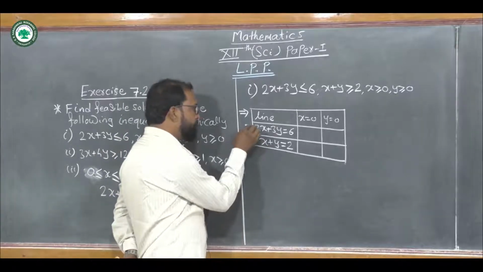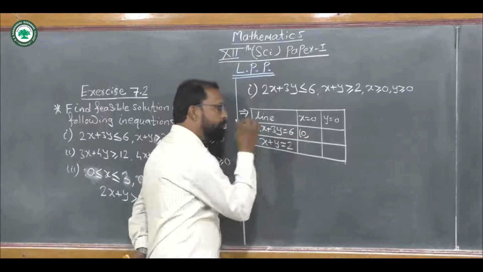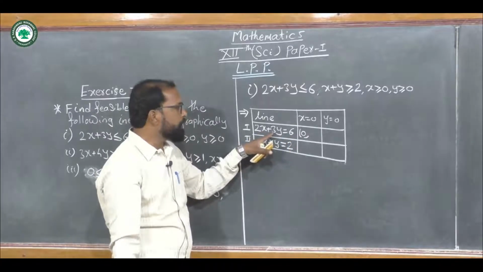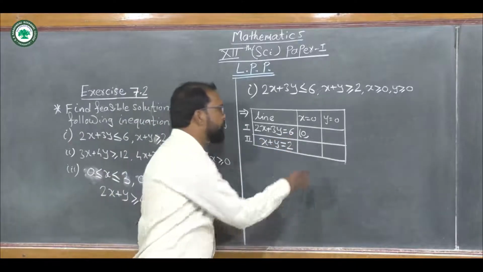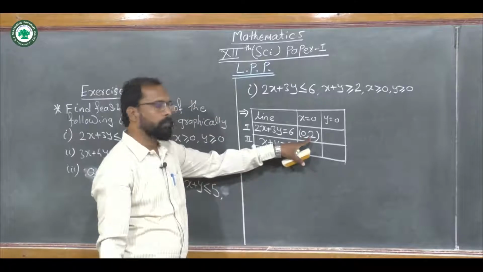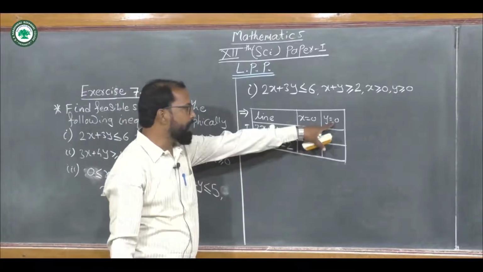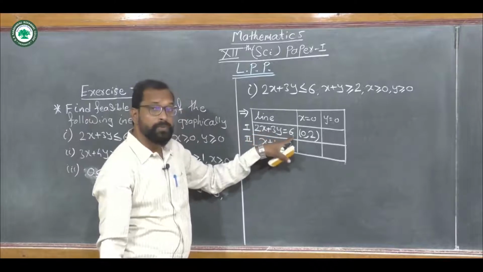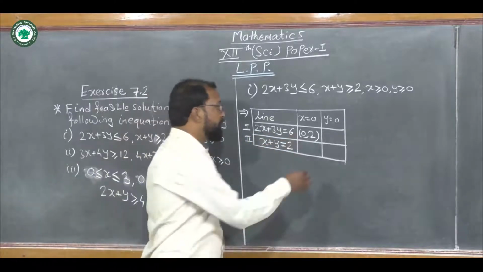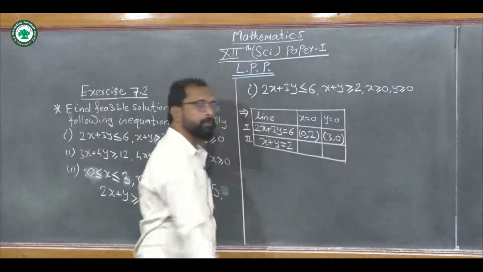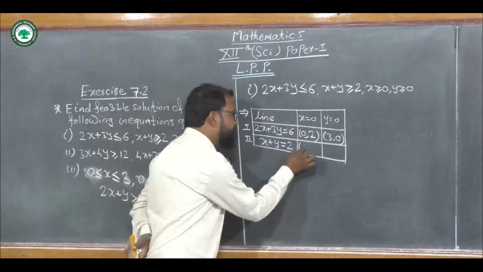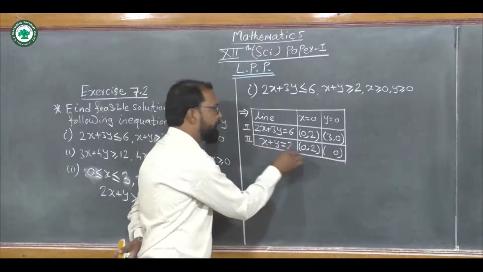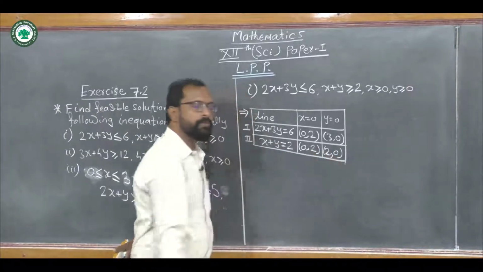Now in the first equation, if we put x equals to 0, we get 3y equals to 6, which gives y equals to 2. So the first point we get is 0, 2. Now in the same first equation, we put y equals to 0. The remaining equation is only 2x equals to 6, which gives x equals to 3. So the next point is 3, 0. Similarly, if we put x equals to 0 in the second equation, we get y equals to 2, and when we put y equals to 0, we get x equals to 2.